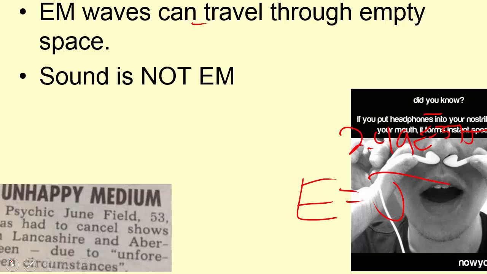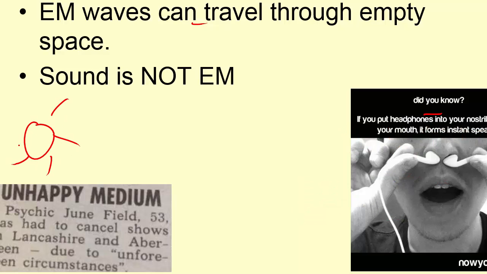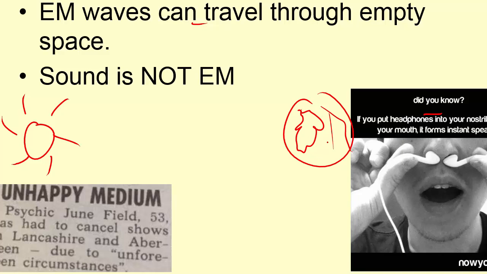So that's how it gets from here, the sun, to here, the earth. There's nothing in between, and it can travel through this. Like fish need water to swim through, they need a medium. Electromagnetic radiation does not.